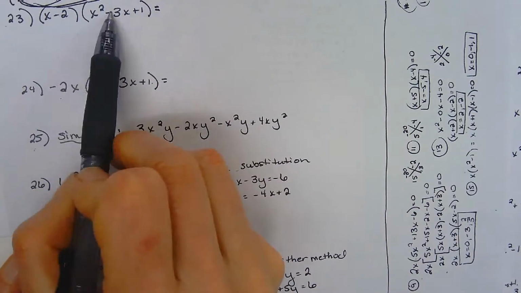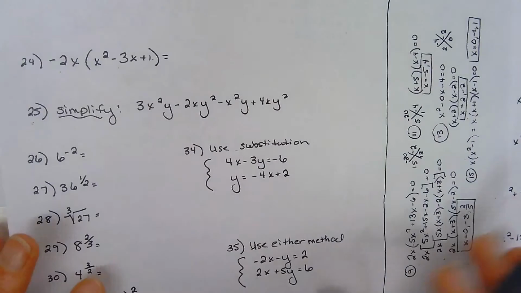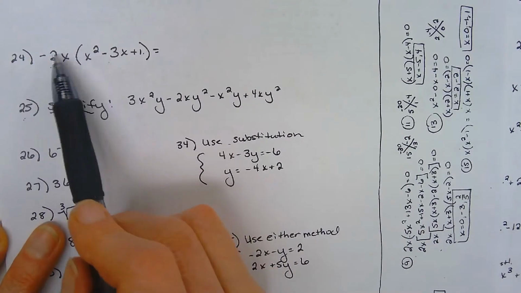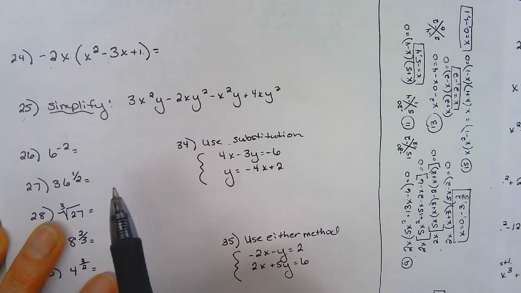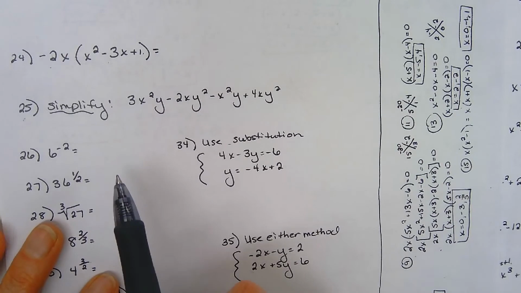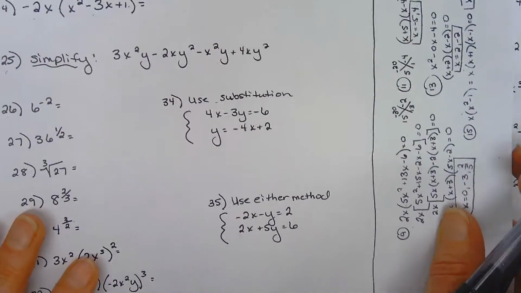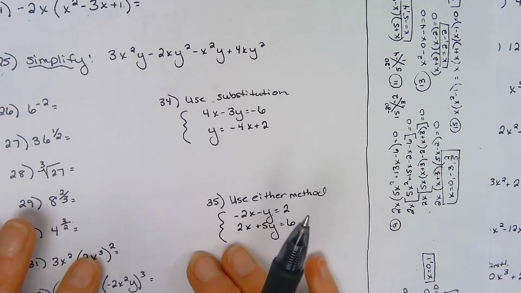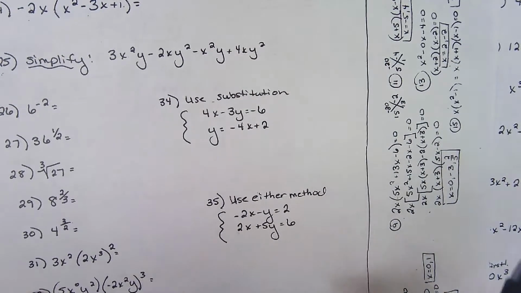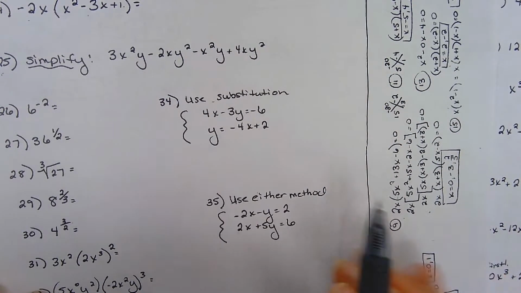I can leave this one for you to do, and this one also. Just distribute negative 2x to each term. 25, also the answer is to the side. Some of these I want you to just try. We've done them many times. Look for the like terms.